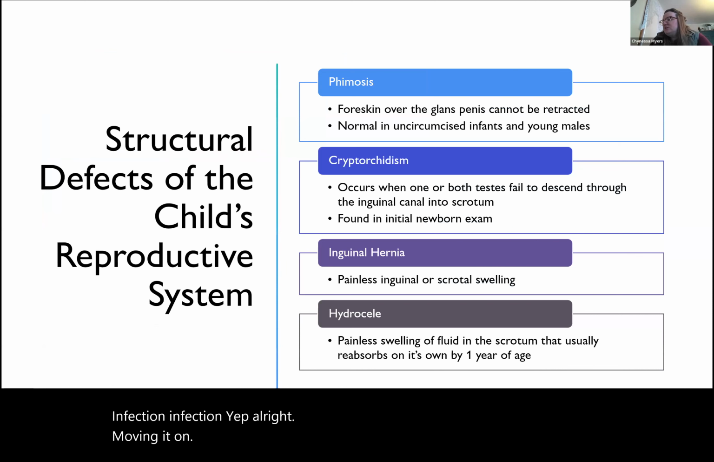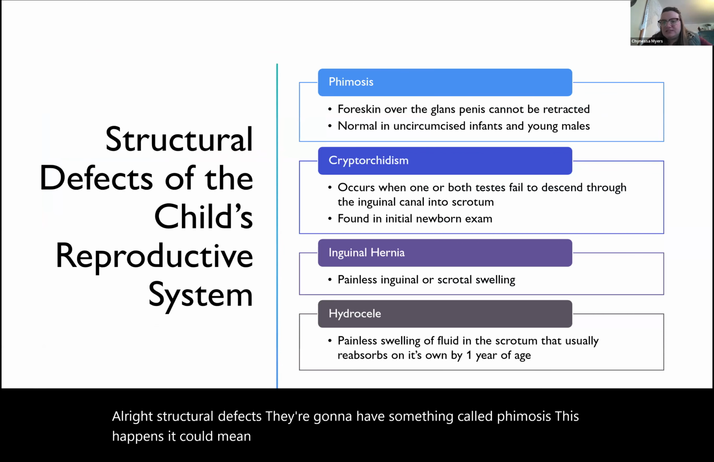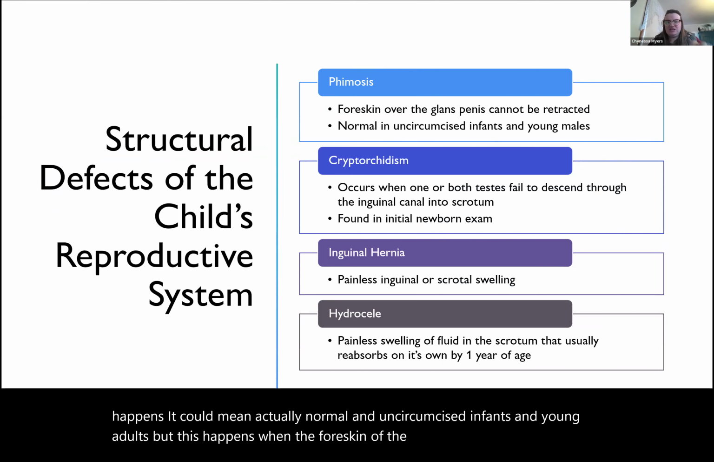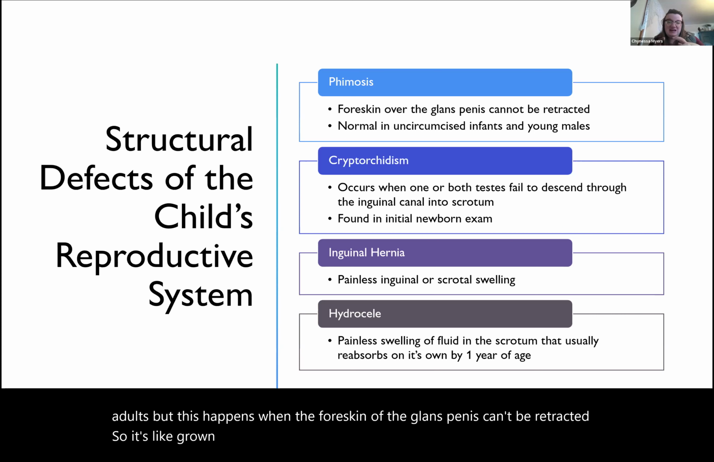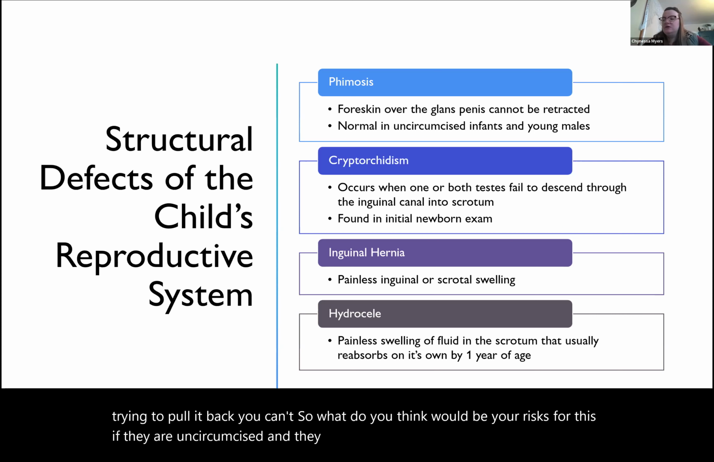All right, structural defects. They're going to have something called phimosis. This can actually be normal in uncircumcised infants and young adults, but it happens when the foreskin of the glans penis can't be retracted. So it's like grown over the outside and it's really, really tight. When you try to pull it back, you can't. So what do you think would be your risks for this if they are uncircumcised and they get phimosis?